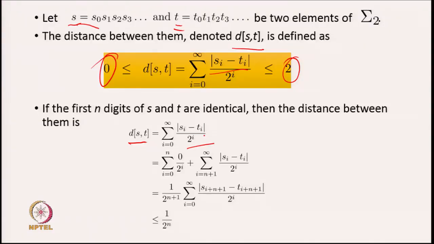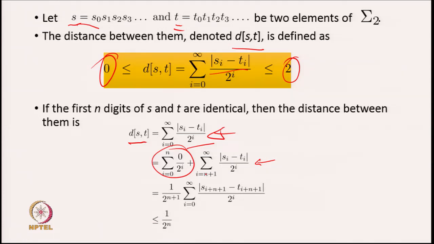So, this sum that I have, which tells me what this distance is, can be split into 2. One part which is definitely 0, that is the terms from i equals 0 all the way up till n, and the terms which are not equal, or possibly not equal to 0, and that is this particular term over here, which is the sum from n plus 1 to infinity.